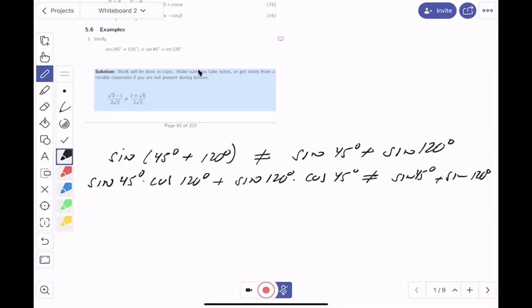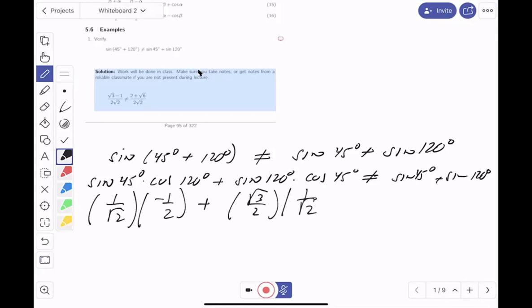Well, I need to know the sine of 45, the cosine of 45, the sine of 120, and the cosine of 120. I think I know that, and I'll write this down for you. So it's going to be 1 over root 2. That's the sine of 45. The cosine of 120 is minus 1 over 2. The sine of 120 is root 3 over 2. And the cosine of 45 is 1 over root 2. That's not so bad. The sine of 45 is 1 over root 2. And the sine of 120 is going to be root 3 over 2.